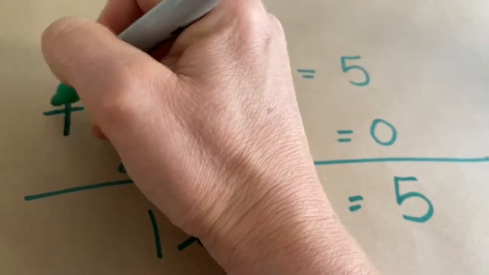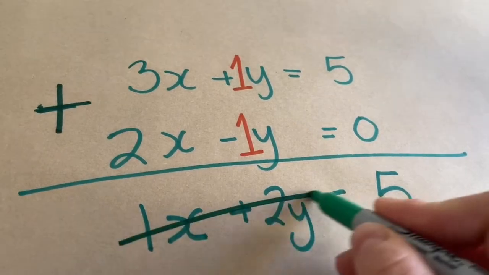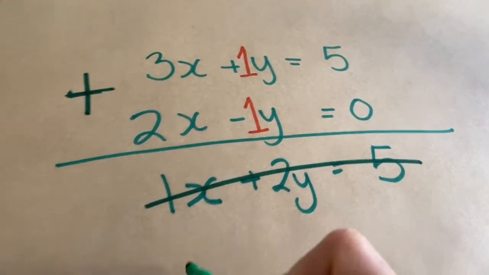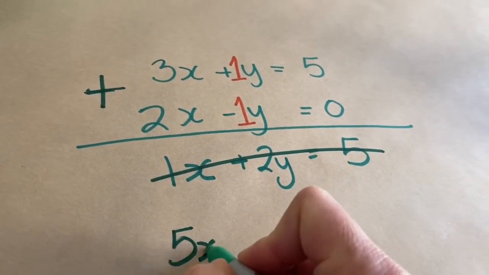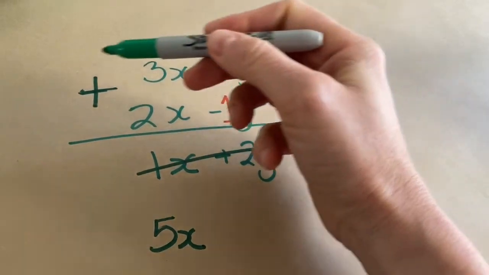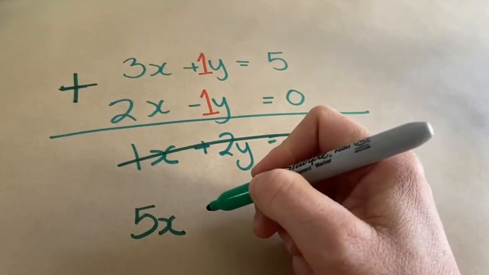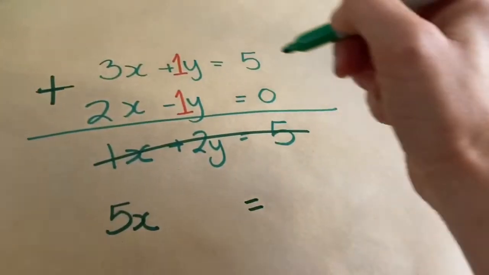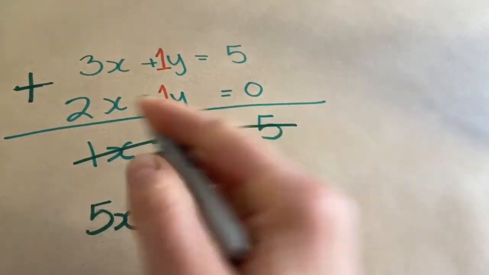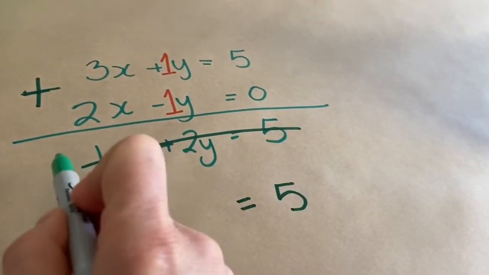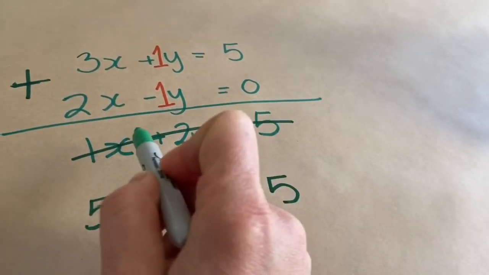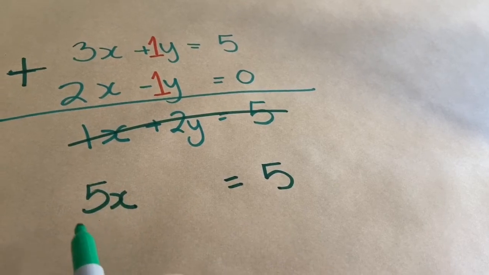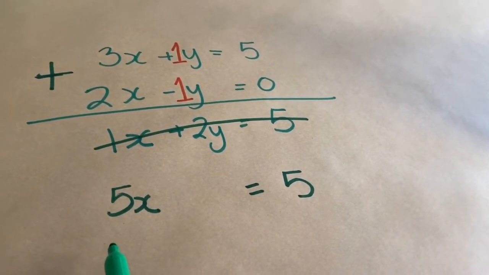So I'm going to add them. I'm going to cross off what I have here. Okay, so if I have 3x plus 2x, that gives me 5x. If I have 1 plus negative 1, that gives me 0y. I don't need to write it down. And 5 plus 0 gives me 5. Here, when I did the question incorrectly, when I subtracted, I didn't remove any variables. But when I added them, look, I have removed the y. I only have x. So this is a great first start, because now look what I can do.